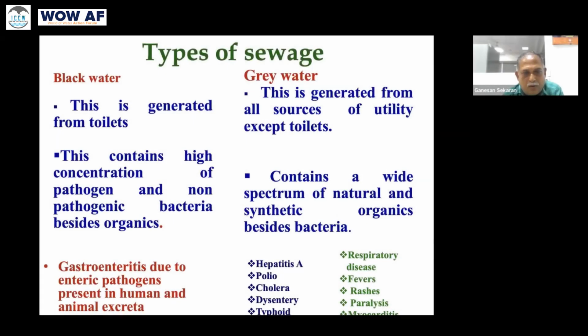Classify this as black water and gray water. The black water is generated from toilets and contains a high concentration of pathogens. Gray water is generated from all sources of utility except toilets. It also varies from country to country, or in areas. Certain places like Bangladesh treat only black water and discharge gray water because they have a perennial river. But in Tamil Nadu or in India, we club them together and treat it.